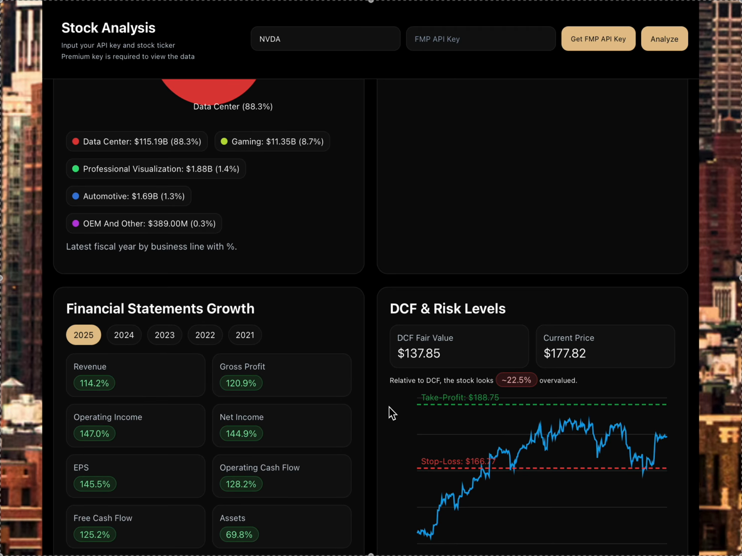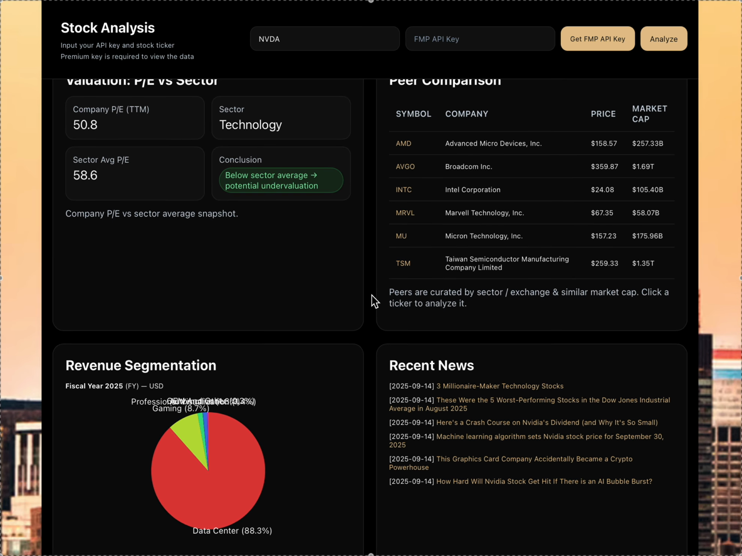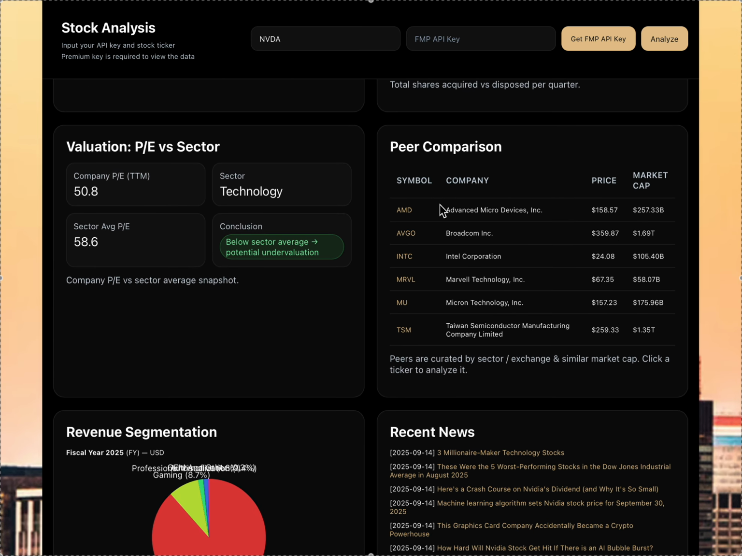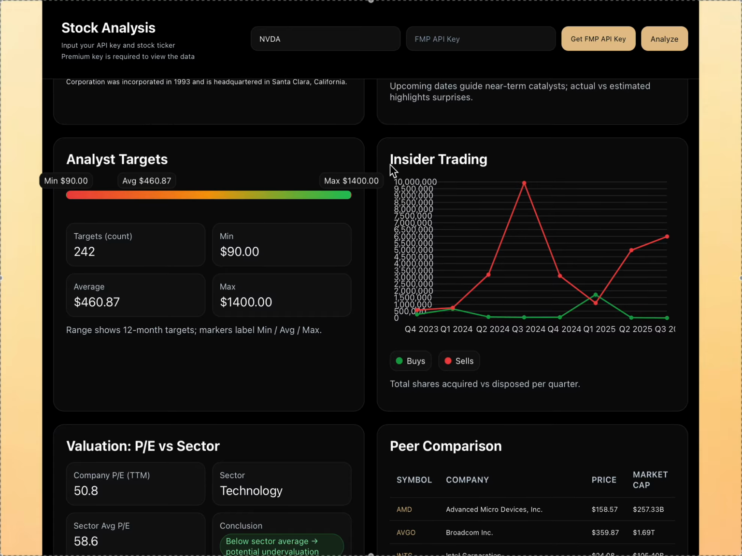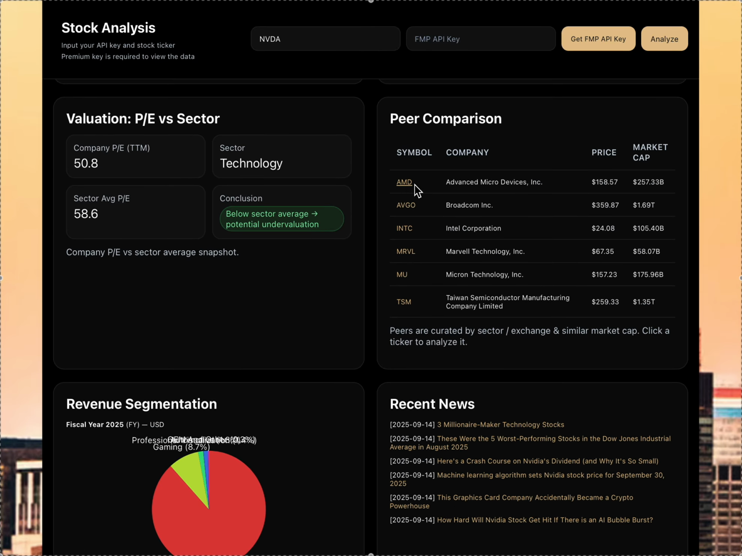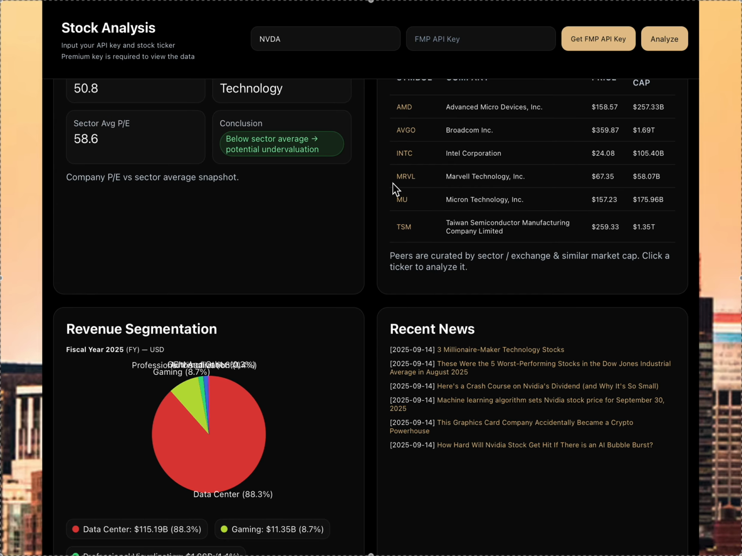As you can see, there is a next section, but I will go through this section later. Then we have the peer comparison. So for example, these are the closest NVIDIA peers. If you are not sure whether to buy NVIDIA or AMD, you can go through the same analysis for AMD shares. Just simply hit on AMD and it will show you the same dashboard for AMD shares. But we will proceed with this a little bit later on in this video.